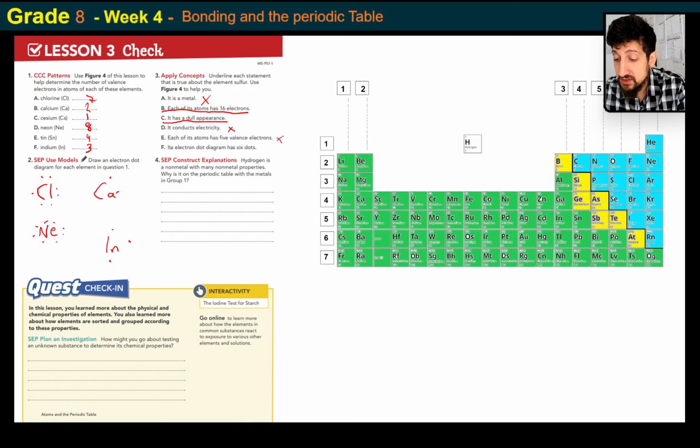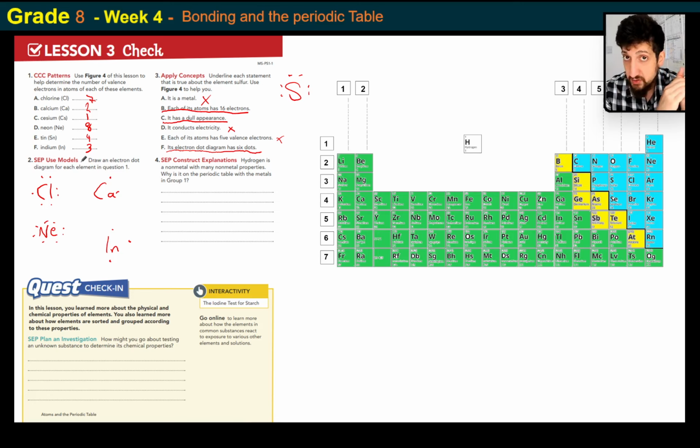Its electron dot diagram has 6 dots. Yes, it does. So this is what it will look like. 1, 2, 3, 4, 5, 6. Because it is in group 6. Right, let's look at number 4. Hydrogen is a nonmetal with many nonmetal properties. Why is it on the periodic table with metals in group 1? Okay, so hydrogen is a special case.